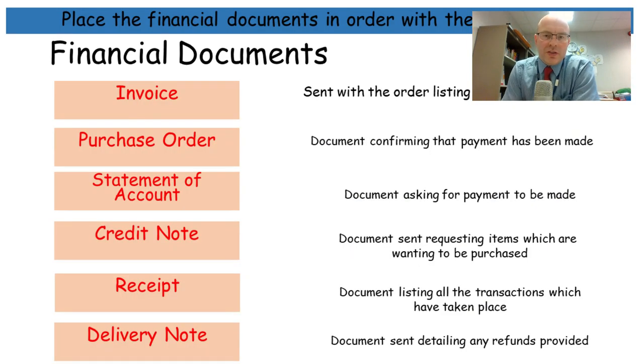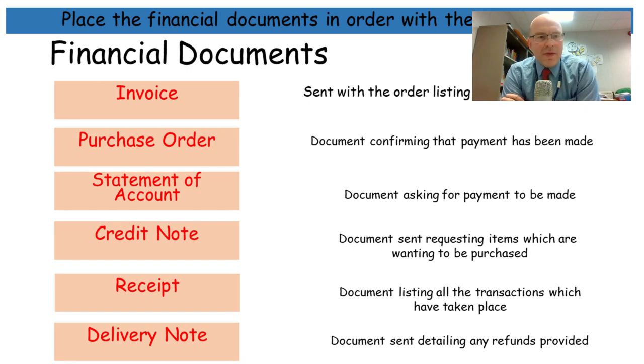Okay, there were two parts to this question. The first part was to try and put the financial documents in order, and the second part is to match the definitions up. So let's do the first part first. This whole process starts when you place a purchase order. Remember, the purchase order is actually the document that says I want to purchase an item.